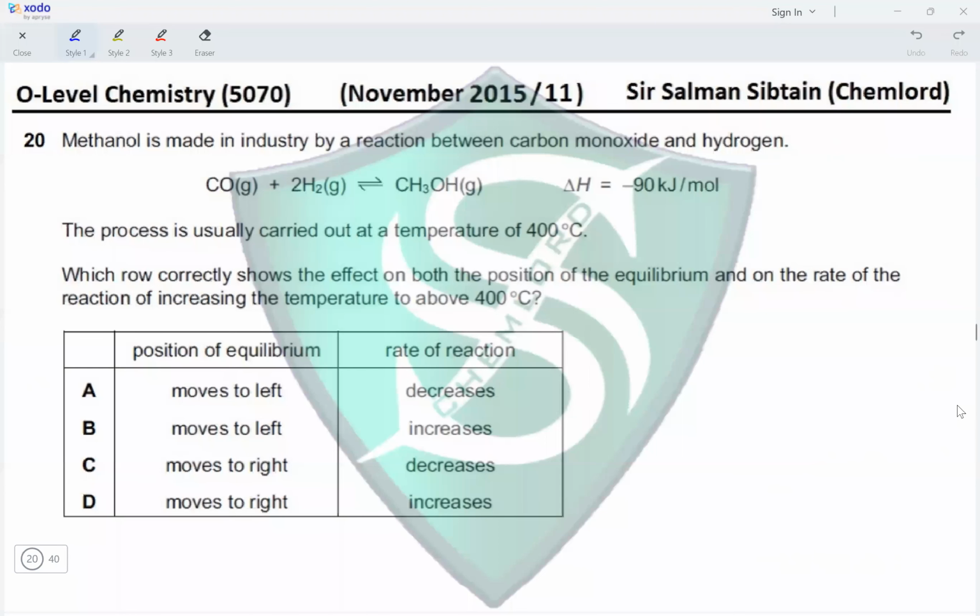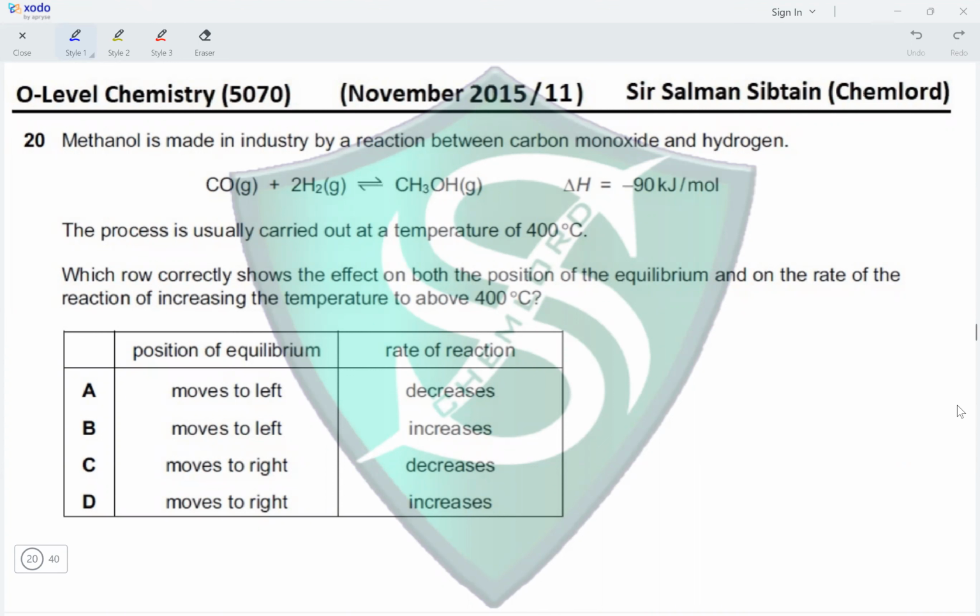Question 20. Methanol is made in industry by a reaction between carbon monoxide and hydrogen, and this is an exothermic reaction. The process is usually carried out at a temperature of 400 degrees Celsius. Which row correctly shows the effect on both the position of the equilibrium and on the rate of reaction of increasing the temperature to above 400?